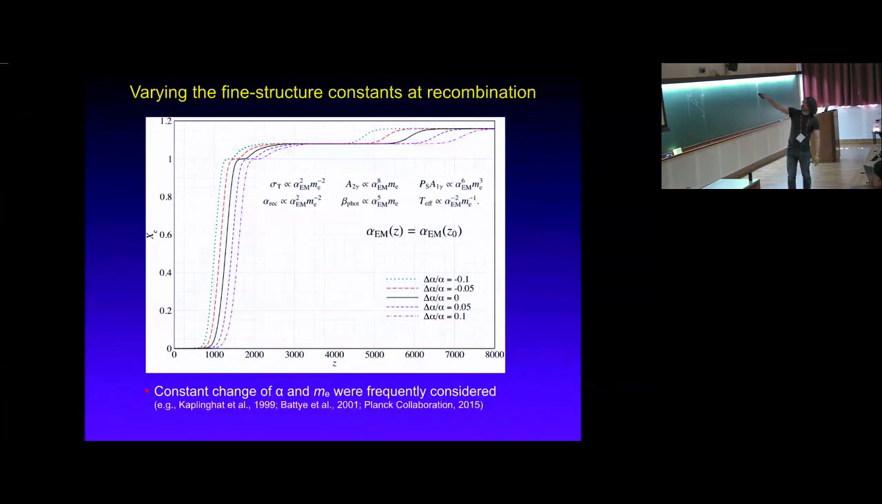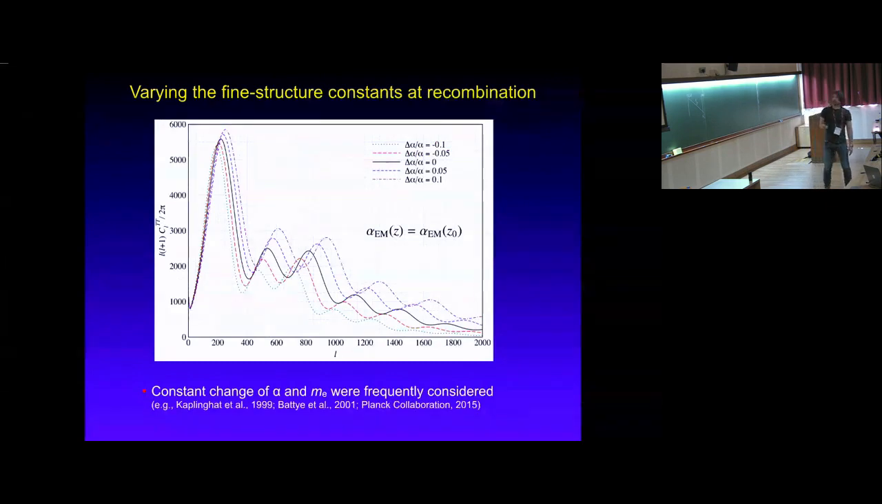And that means when you're looking at the ionization history, you move basically the time of recombination back and forth. This is a game that many people have played before, and my student Luke Hart was looking at this in particular as well. And then the CMB anisotropies are changed, no surprise.